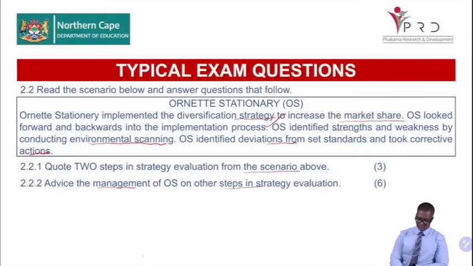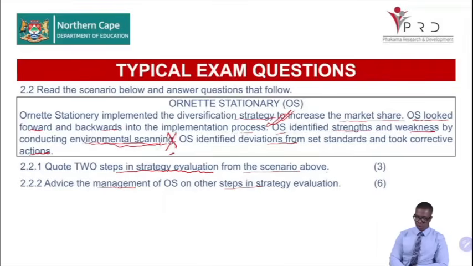Now, quote 2 steps in strategy evaluation from the scenario above and advise the management of OS on other steps in strategy evaluation. When you look into this scenario, Grade 12s, you will realize that the idea that OS looked forward and backward into the implementation makes it correct. It makes it one of the steps in strategy evaluation. But OS identifying strengths and weaknesses by conducting environmental scanning is actually a distractor, because this is part of the strategic management process.